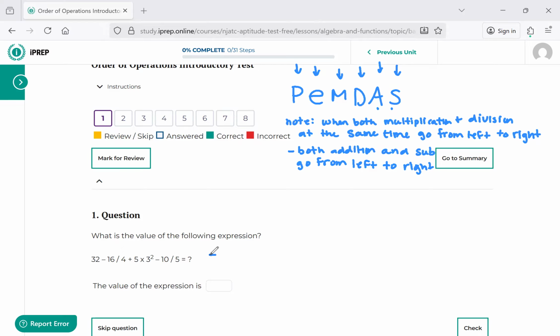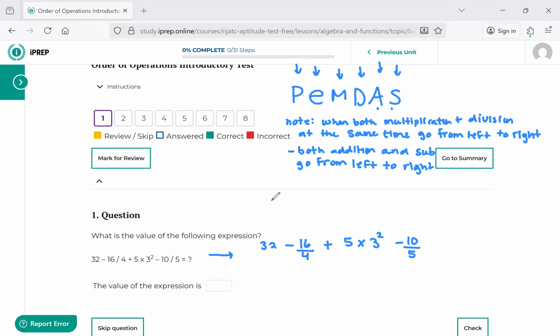I would rewrite this problem with the slanted. Do you see the slanted line, the division? That always throws people off. So what you could do is just make it horizontal. So what you could do is rewrite this as 32 minus 16 over 4 plus 5 times 3 square minus 10 divided by 5. That's going to be a lot easier. That looks so much better now. So what I did was I just rewrote this slanted line as a horizontal division sign.